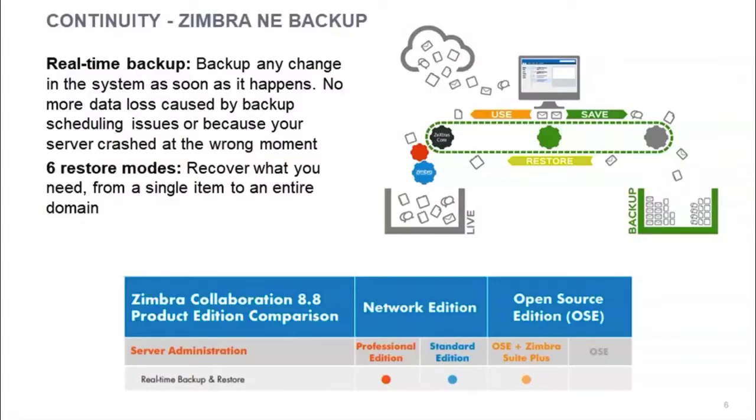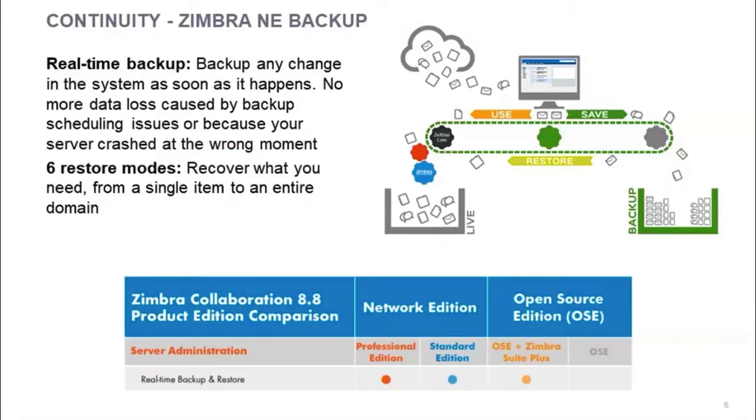So this is feature number one when we compare the open source version to the collaboration suite, which is basically the backup. The backup feature is already integrated in the Network Edition and in Zimbra Suite Plus. So it's one solution. You don't need to buy a third-party backup solution in order to back up, for example, your mailboxes. And it's not only that.